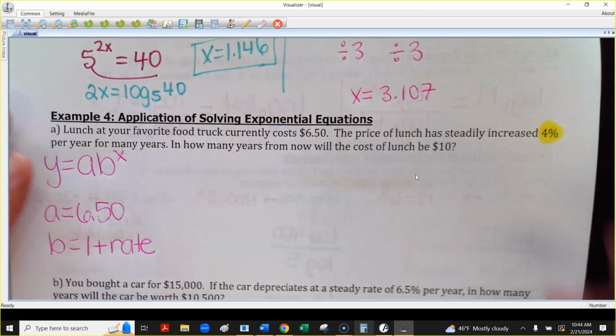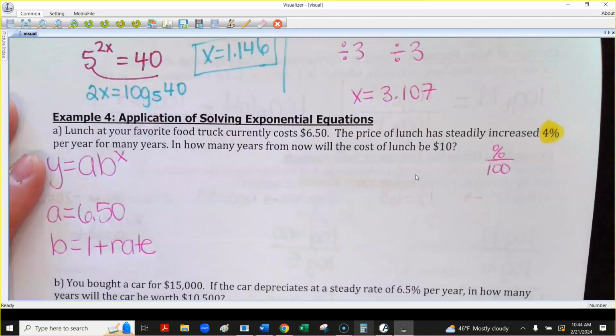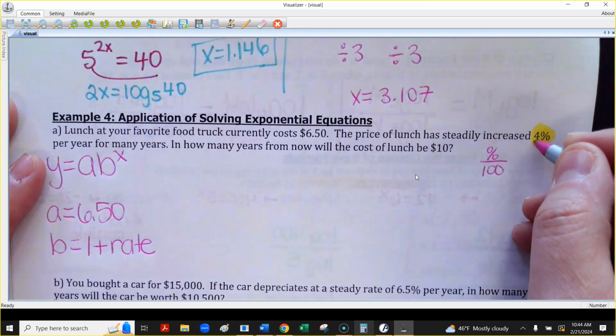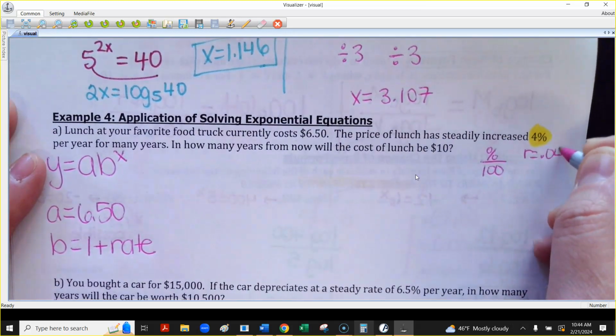If you forget, you take the percent and divide that by 100. It should scooch the decimal place, which is right after the 4, two places to the left. As a rate, this would be 0.04.